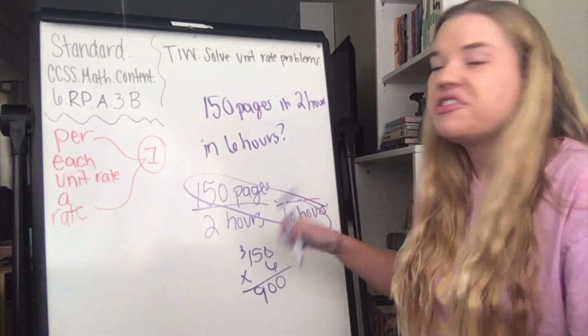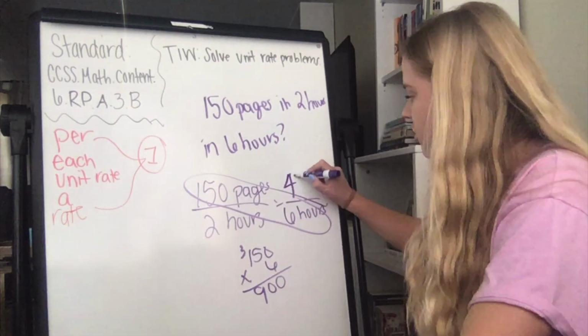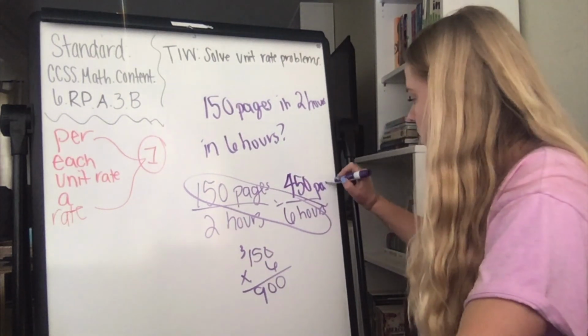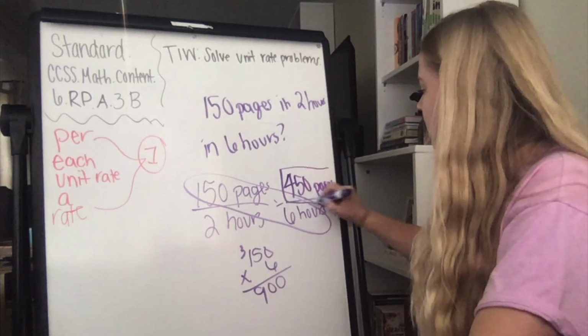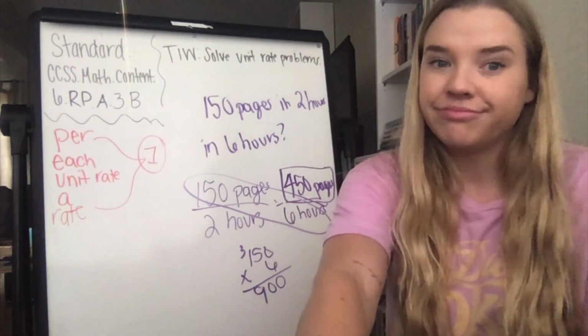All right, let's see. 900 divided by 2. If you solve that, you should have gotten 450 pages in 6 hours. So Angie can read 450 pages in 6 hours.